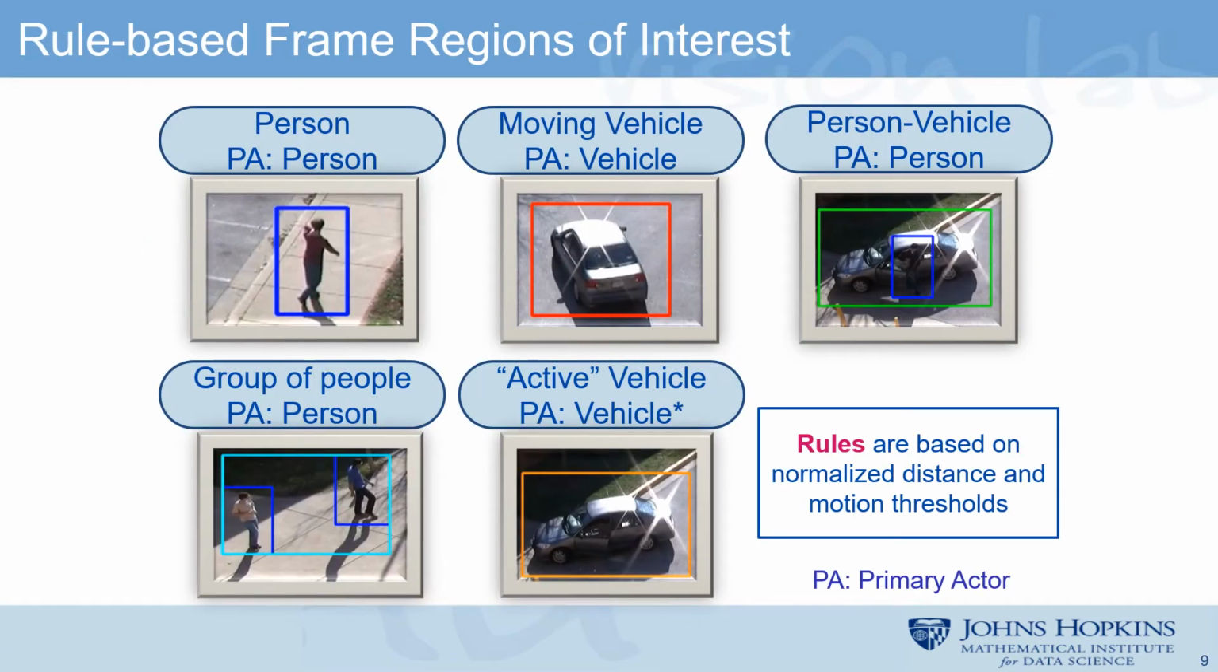These regions capture different types of activities, such as human-vehicle interactions, and each one of them is associated with the primary actor. They are obtained by associating actor detections by leveraging domain knowledge summarized in simple handcrafted rules, which are based on normalized distance and motion thresholds.